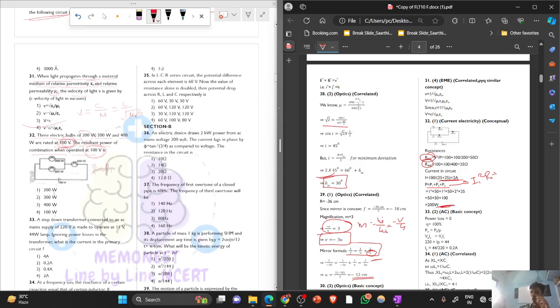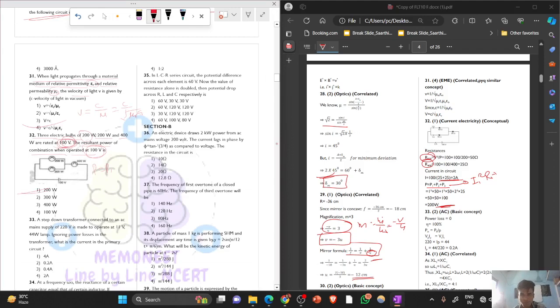The combination will always act in such a way as to respect all the bulbs. A bulb would fuse if the current through it were greater than its maximum current, but it has been adjusted here so that no bulb will be fused, and hence you need to calculate the net power, that will be your 200 volt.